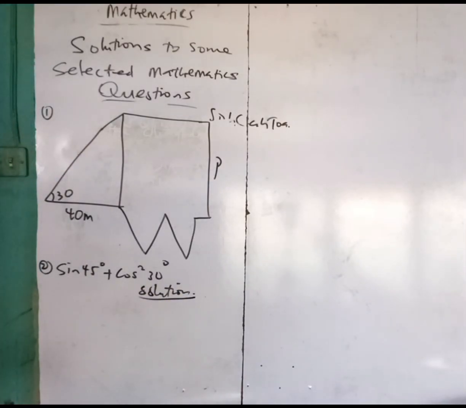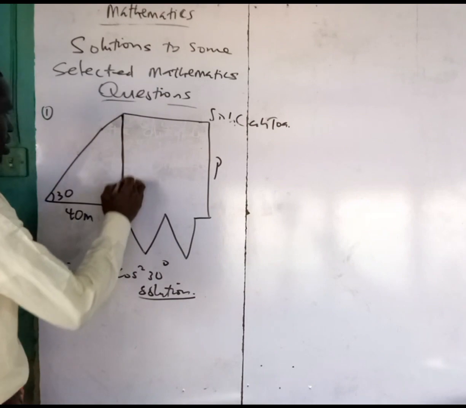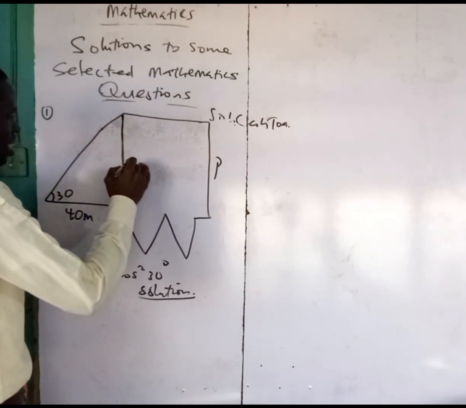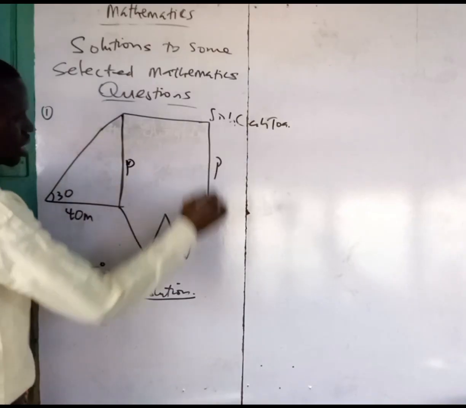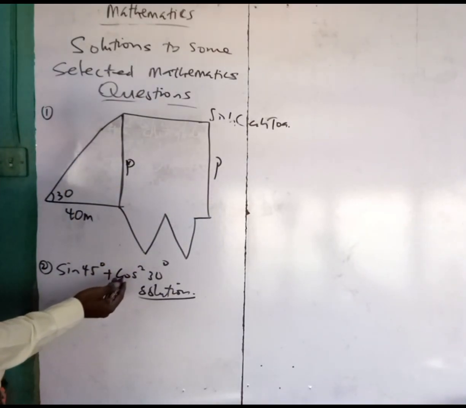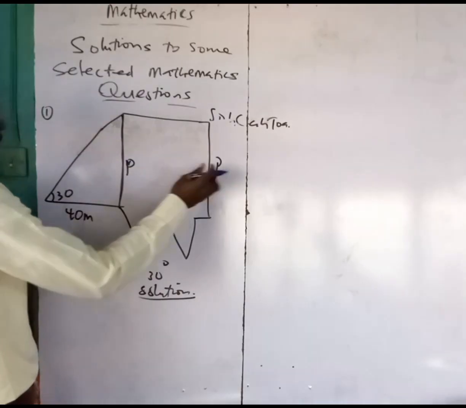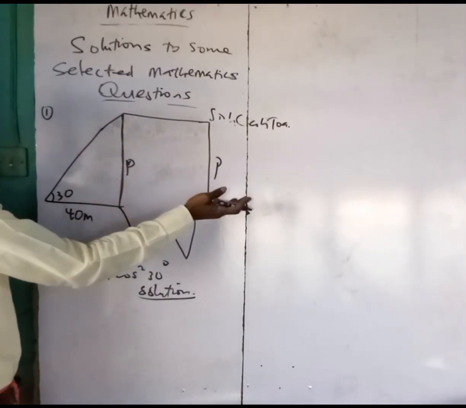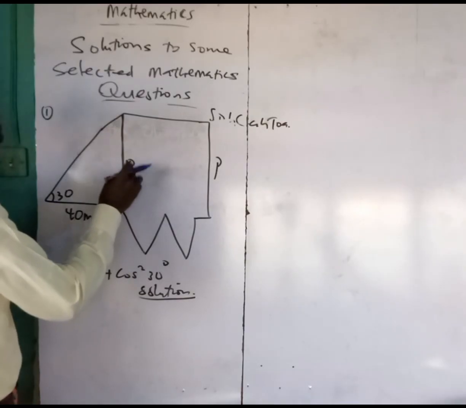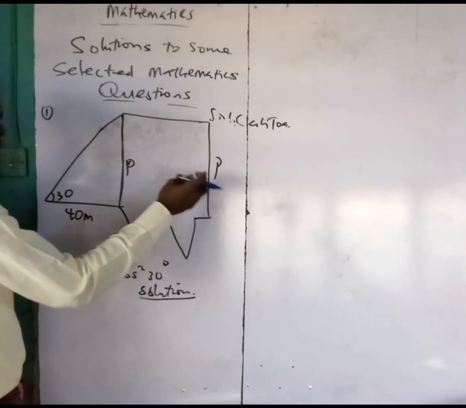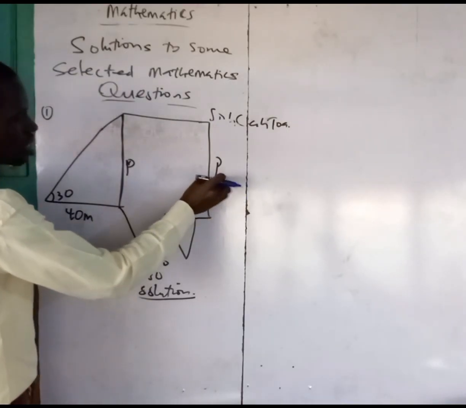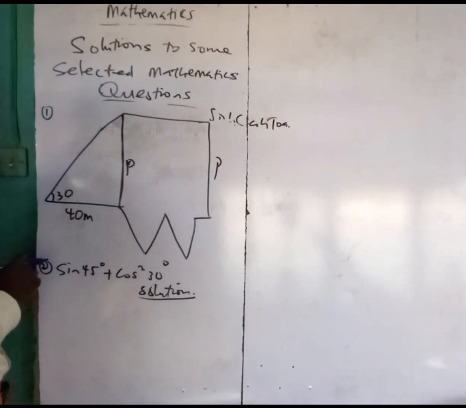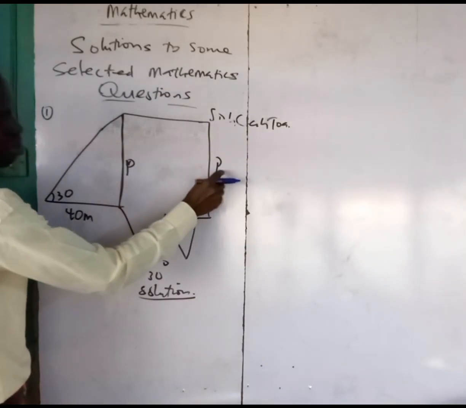Number 1. Look at this diagram. We have to find P. All these other ones are just to confuse you. All we have to do is to calculate this side. Let's call this side x. This side is the same thing as P, because this is a rectangle. Whatever this side is equal to, this side will be. If it's a square, whatever this P will be is what this place is. So if this is P, this place is also P.